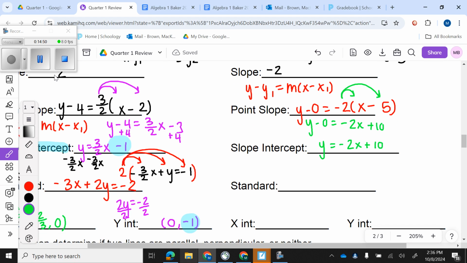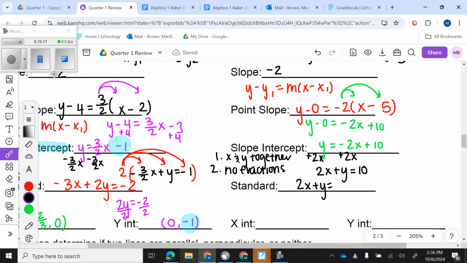All right, standard form. X and y have to be together. And secondly, no fractions. All right, so let's move this to the other side. So I'm going to add 2x to the other side. I cannot put these together, so I'm going to have 2x plus y equals 10. I don't have any fractions, so I'm good to go. So that is my answer in standard form.